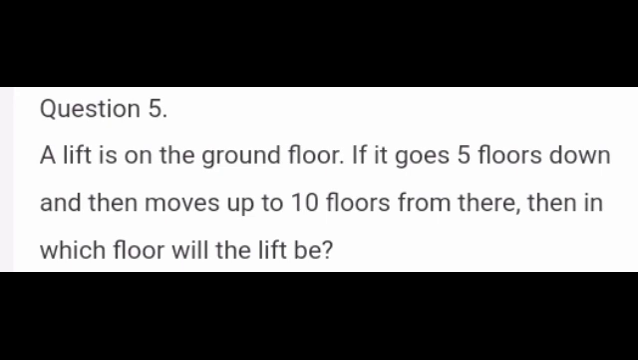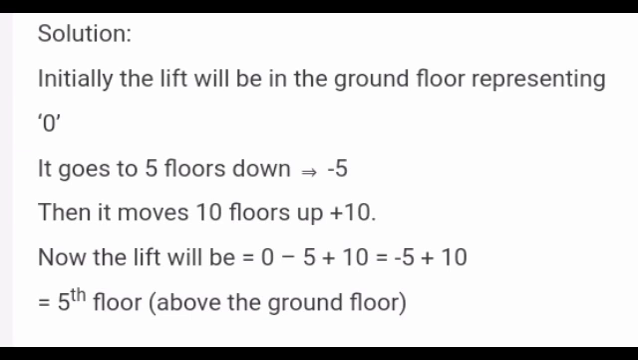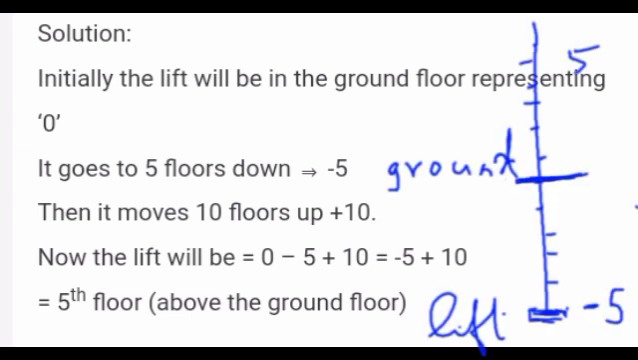Question number 5. A lift is on the ground floor. If it goes 5 floors down and then moves up 10 floors from there, then in which floor will the lift be? Listen to the solution. Initially, the lift will be on the ground floor representing 0. Initial position we can take, that is the ground floor 0. Okay. Then it moves 5 floors down.